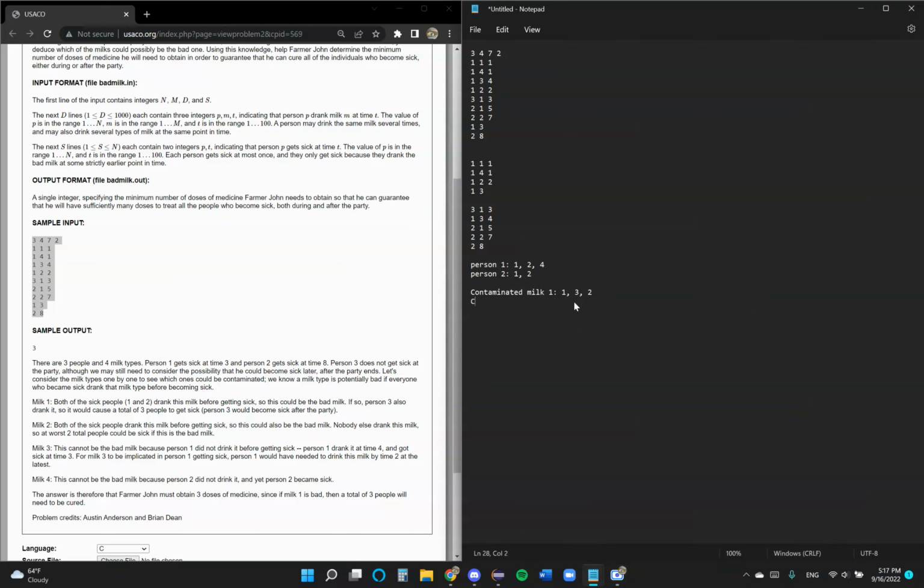Now we check contaminated milk 2. And we see that in time 2, person 1 drank milk 2, so we add 1.